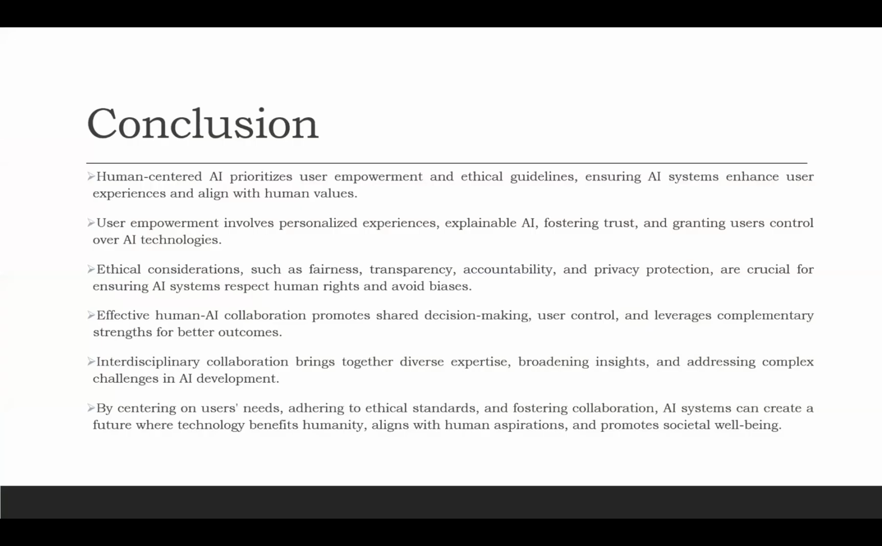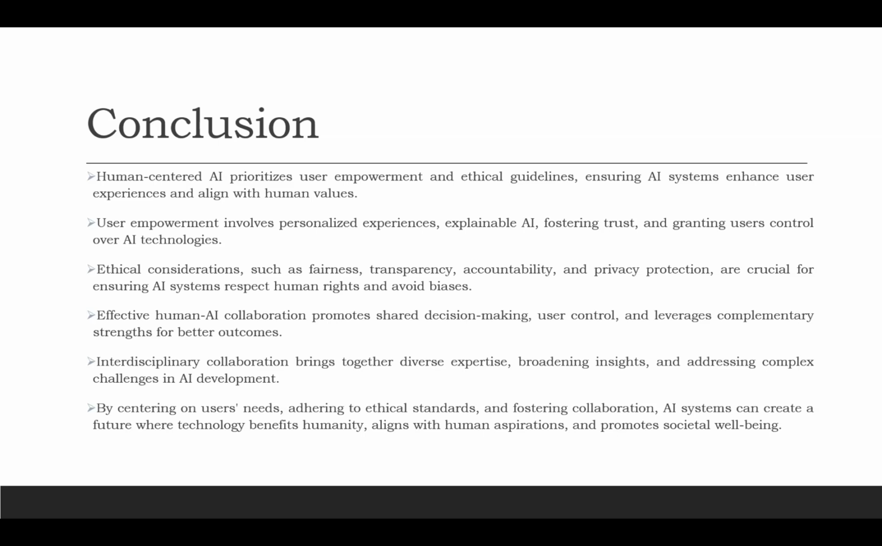And coming to the conclusion, human-centered AI prioritizes user empowerment and ethical guidelines, which ensure the AI system enhances the user experience. And it involves personalized experiences, explainable AI, and grants users control over AI technologies. And effective human-AI collaboration will promote shared decision-making, user control, and it will leverage complementary strengths for better outcomes. And the collaboration will bring together diverse expertise, broadening insights, and addressing complex challenges in AI development.